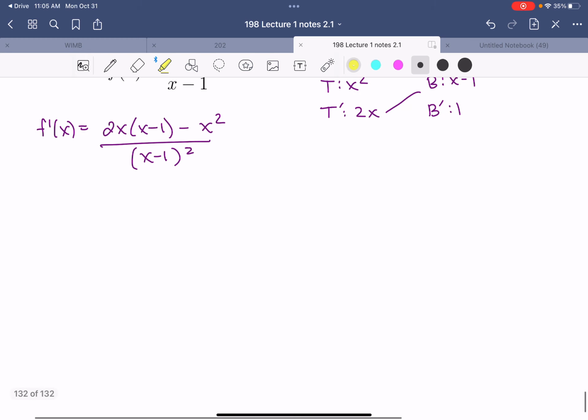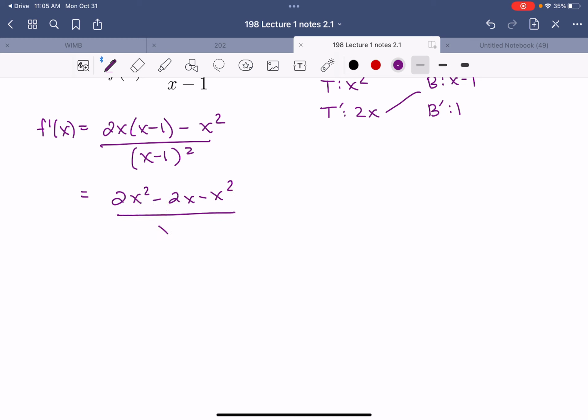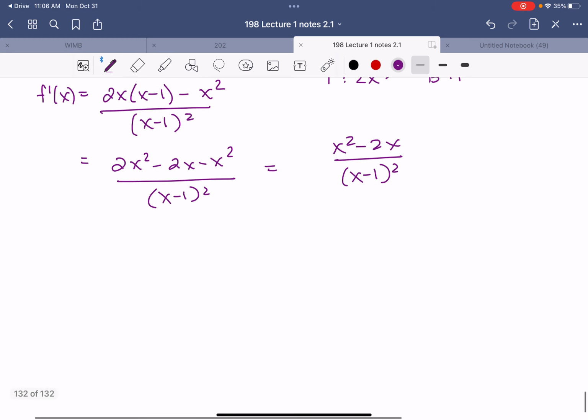Do not cancel these two, right? That top is connected with the minus sign, so that's not eligible to be canceled. I know it's tempting, especially when they're sitting right above each other like that. What we're going to do instead is multiply everything out. So 2x squared minus 2x minus x squared, all over (x minus 1) squared, which is going to be x squared minus 2x all over (x minus 1) squared. Okay, that's my first derivative.